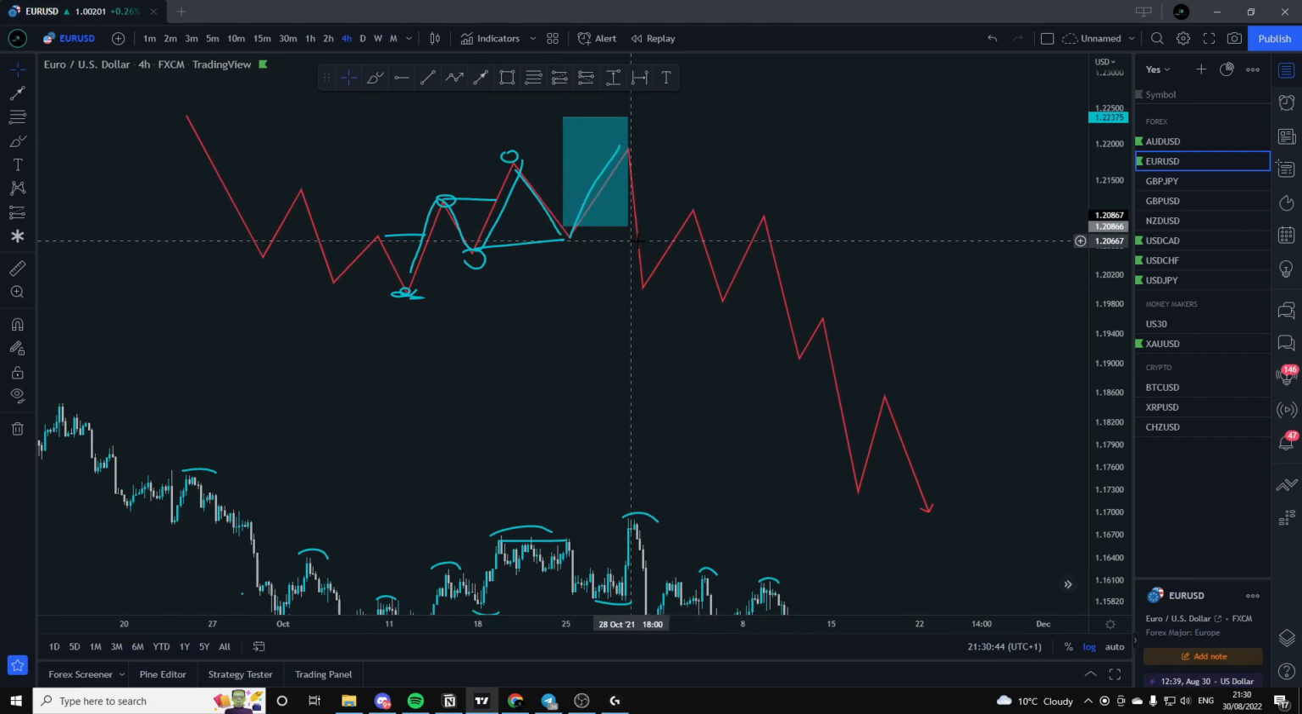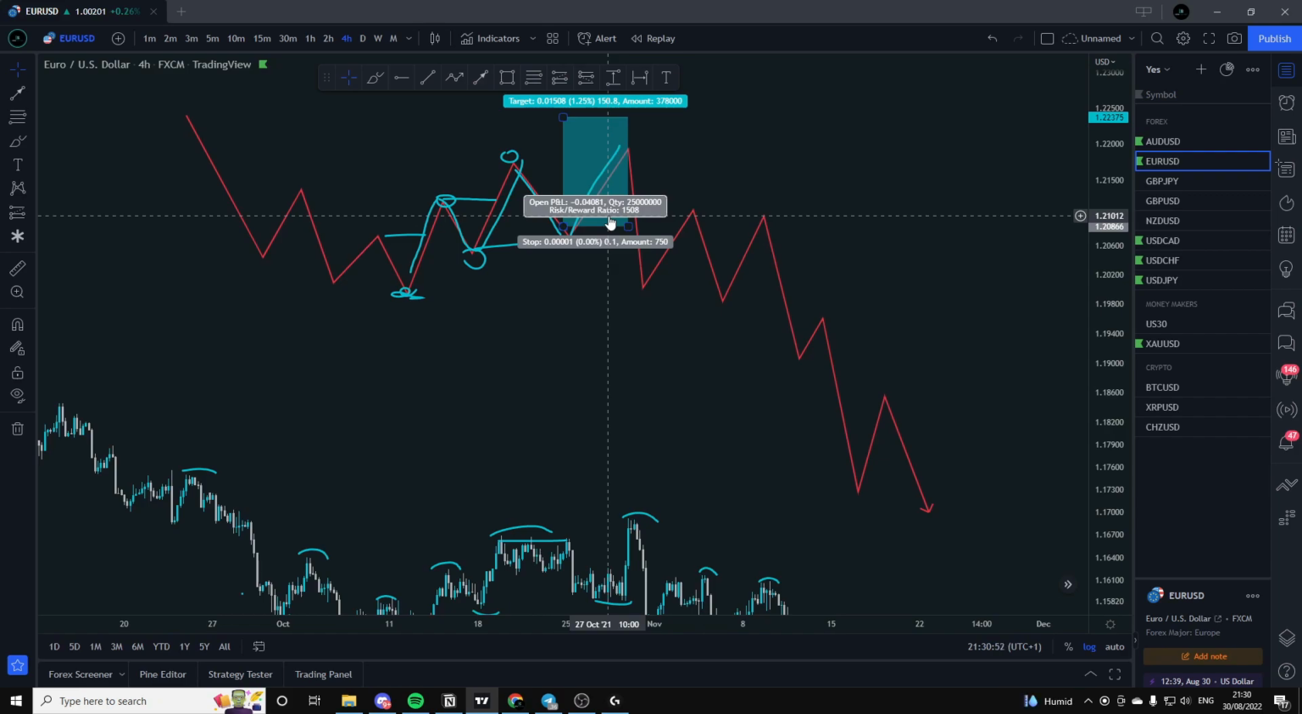As we can see in this scenario, price drops, it takes out our stop loss, but we're already at break even, so this is technically a winning trade. Whether you class it as a win or not, that's up to you, but we didn't lose, so it's not the worst thing in the world.